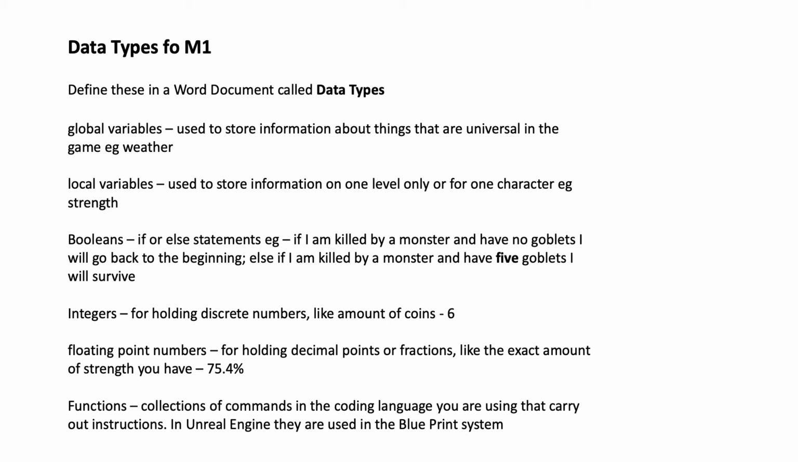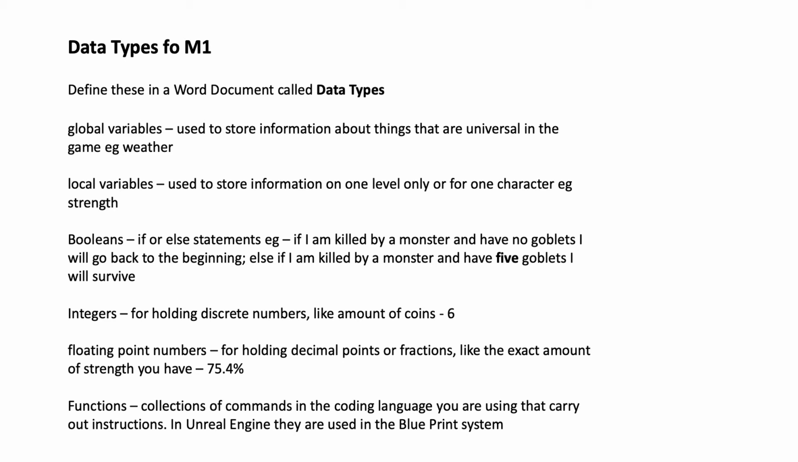A global variable is a number that is stored and available to every object and even every level in the game. It stores things like sunlight strength, wind strength, gravity strength, the color of the sky, things that are available to everything. Again, with a bit of research, you can perhaps find out how specific games or companies use these.